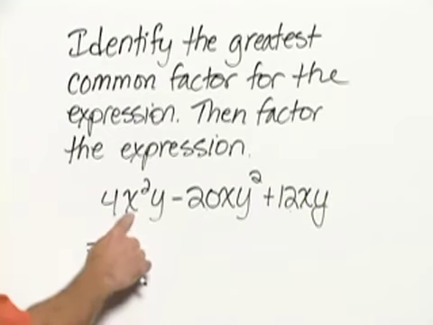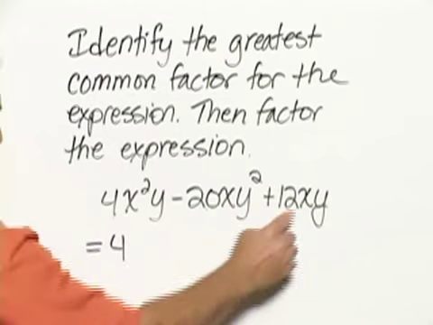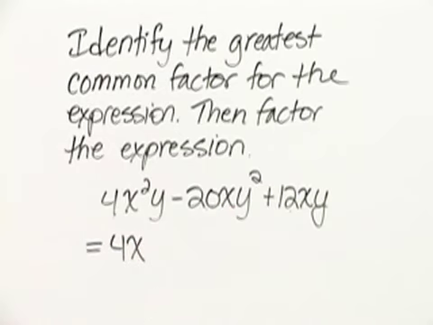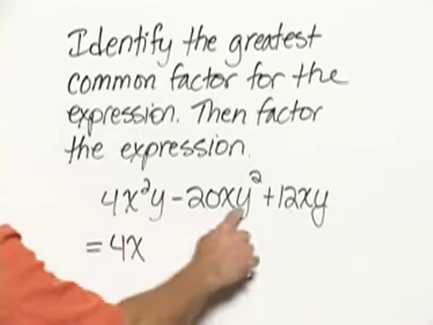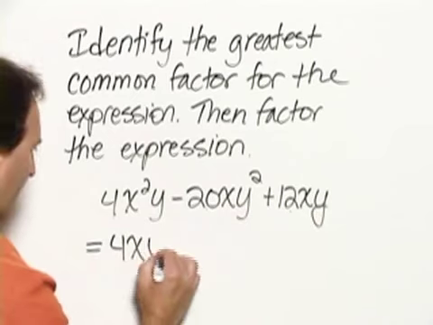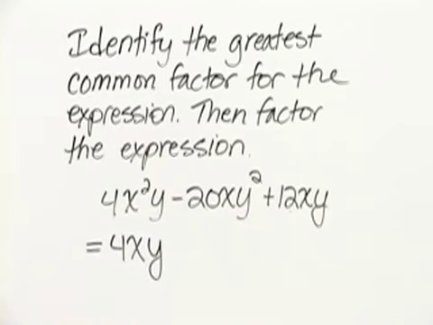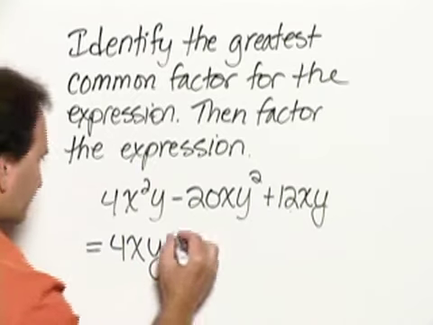For the x variables, we have x squared, x, and therefore x is the largest factor of those that we can take out. For the y variable, we have y squared, and y is the greatest factor that we can take out. So that is our greatest common factor, 4xy.